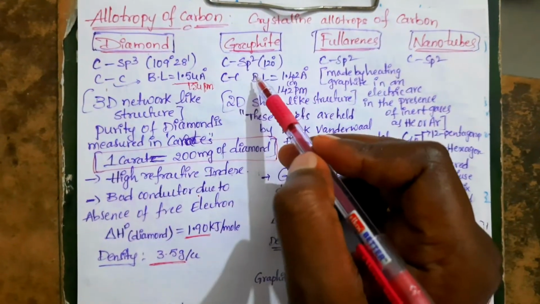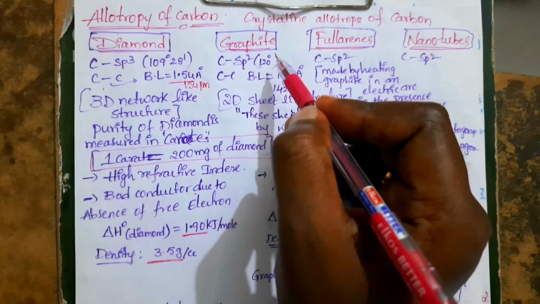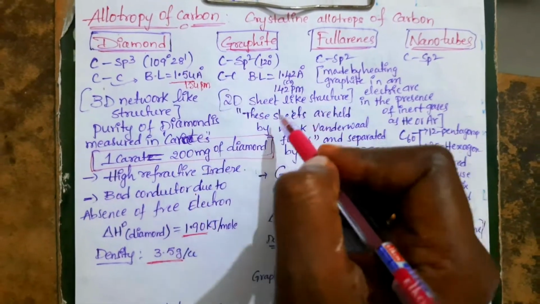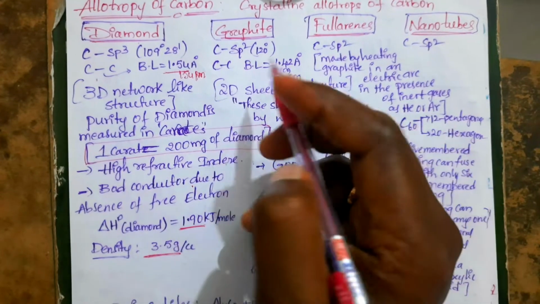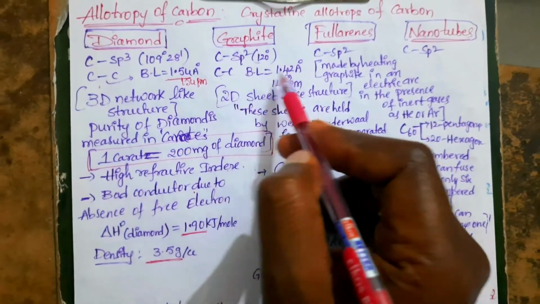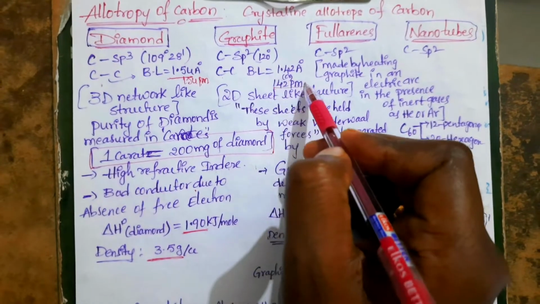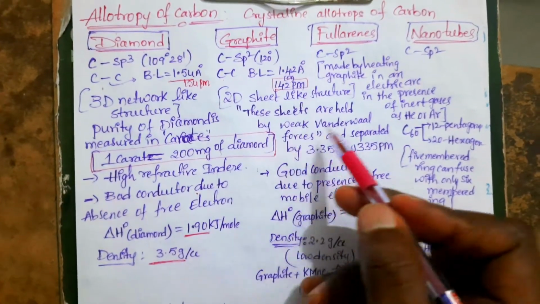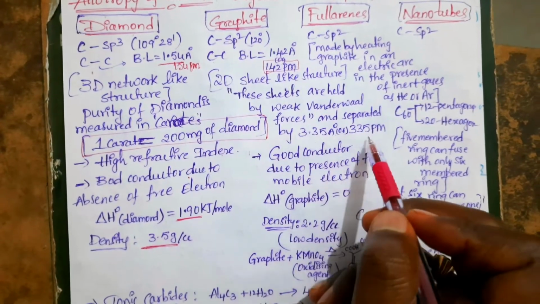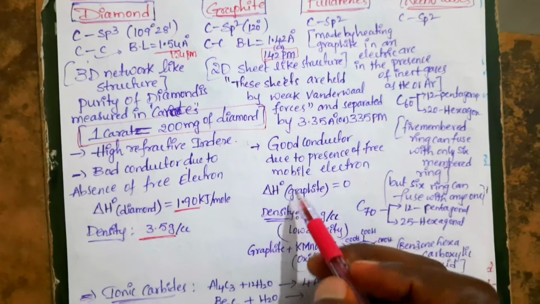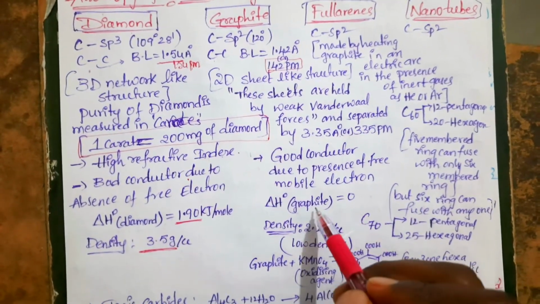Now coming to graphite, in graphite each carbon is bonded to 3 other carbon atoms in trigonal planar fashion. It forms a 2-dimensional sheet-like structure of hexagonal rings, in layers. The carbon to carbon bond length is less than 1.54, that is 1.42 angstroms or 142 picometers. These sheets are held by weak van der Waals attractive forces and are separated by 3.35 angstroms or 335 picometers. It is a good conductor of heat and electricity due to the presence of free mobile electrons.